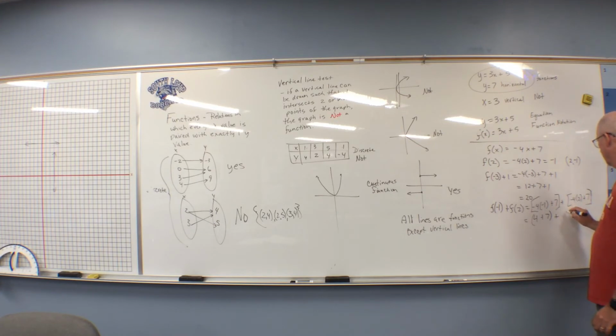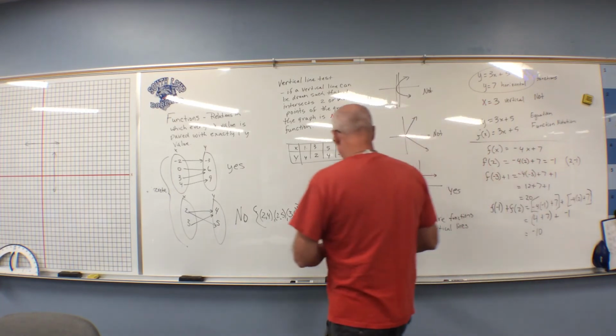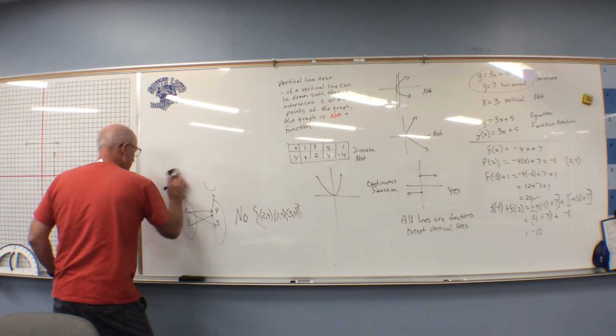A negative 8 plus 7 is, we got a negative 1, right? So I have 11 plus a negative 1, which is a negative 10. Okay? Now, not all functions are that easy. And you might say, well, that's pretty difficult. But we actually have harder functions.